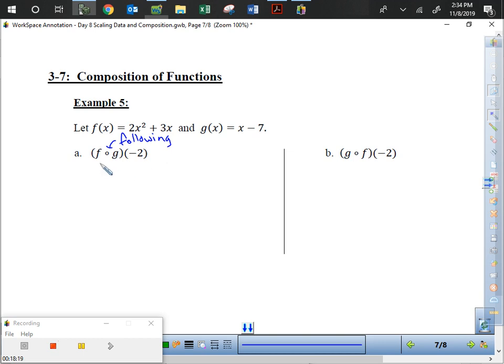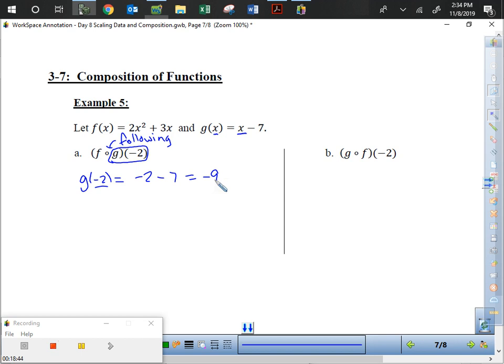Okay, so this is F following G, which means G gets to go first. So what we're going to do is find this first. And this says G of -2. So we're going to go to the G function, and instead of seeing an X here, we see -2. So we're putting a -2 in the place on that side. So it looks like -2 minus 7, which is -9.